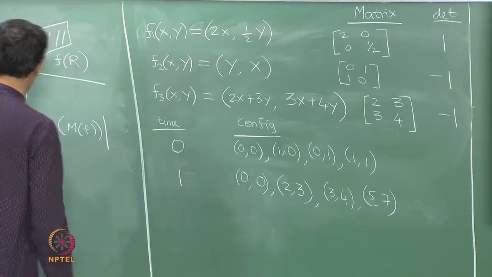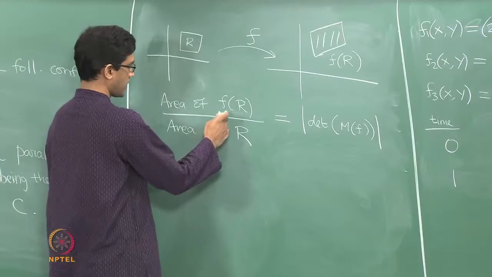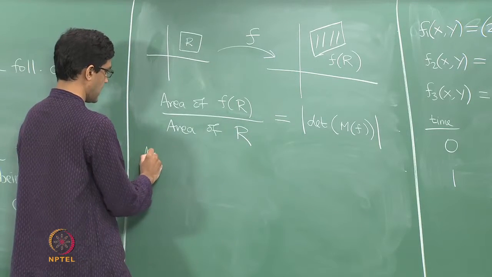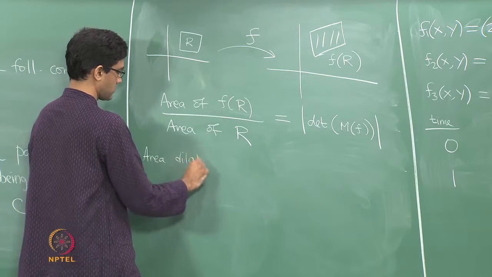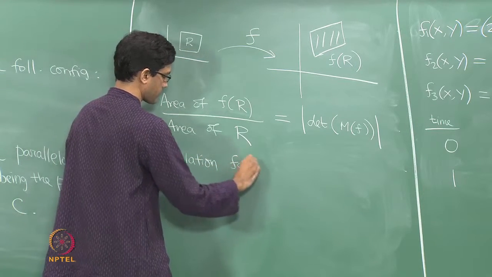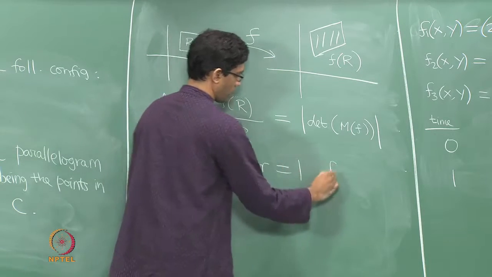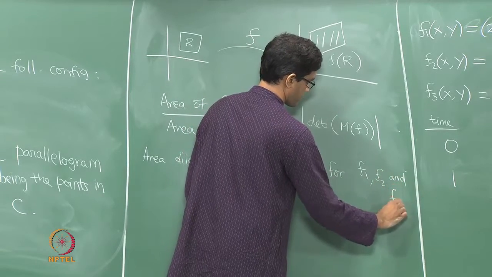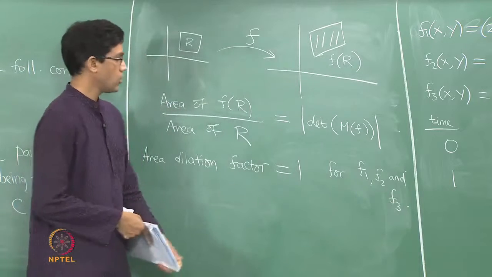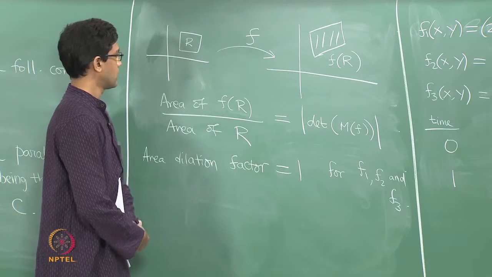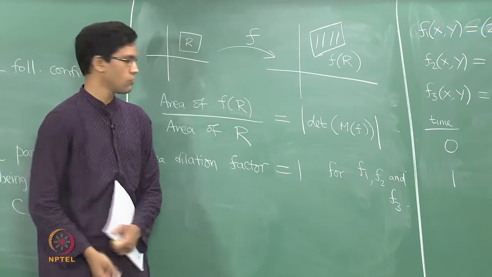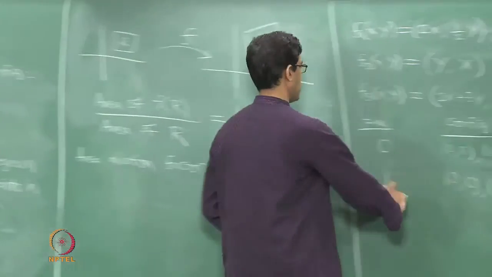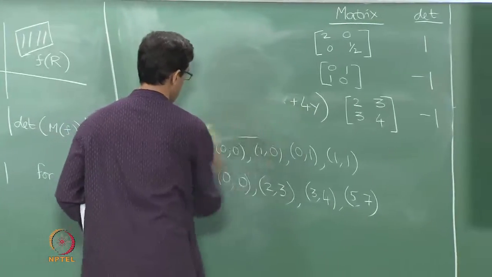Okay. So what does that imply? It says that if you take f1 or f2 or f3, they all scale the area by a factor of 1. Okay. So the area dilation factor is 1 for all three of our functions, for f1, f2 and f3. So all three have the same area dilation factor. Since our initial configuration was a square of side 1, what does this imply? I had a unit square of area 1 to start with.